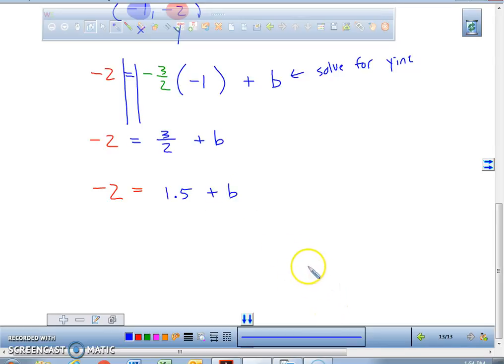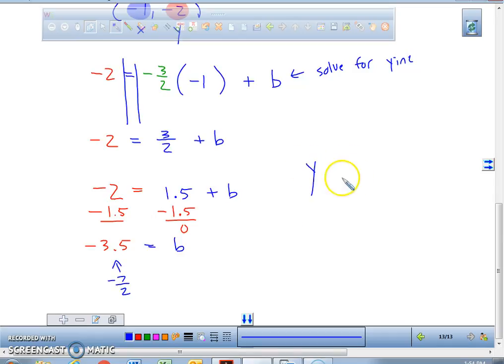So if I wanted to solve for b, I only have one step to go. I have to get rid of 1.5 on one side and get rid of 1.5 on the other side. And when you combine these, you get negative 3.5, which equals my b value. Now, by the way, the fraction that's equivalent to that is just negative 7 over 2. And that's the fraction that's equivalent to it.